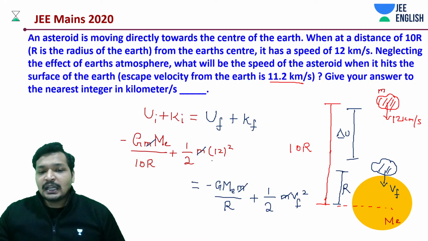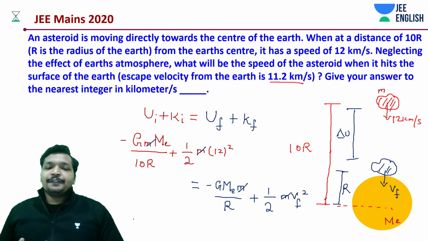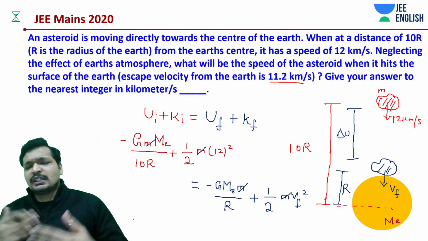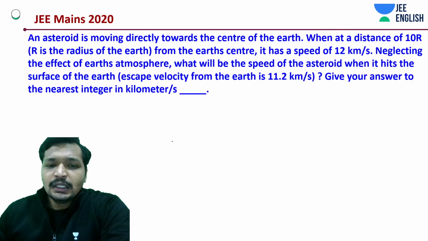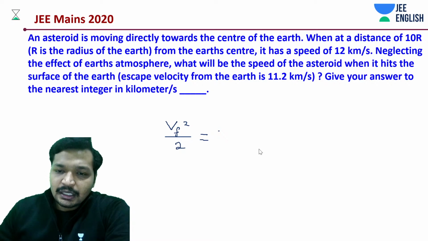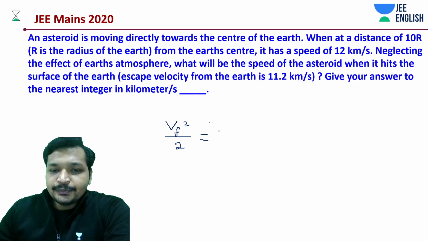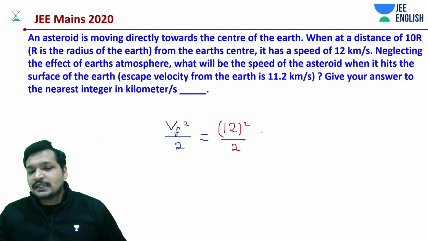Okay, now let's get into this calculation. So if we start calculating this, what would we get? Vf square by 2. Let's take the 2 later on the other side, but for now just calculate what is Vf square by 2. Now it's all about just doing that math. And what do we have? We have something like 12 square by 2, and the next thing you have is minus GMm by 10r plus GMm by r.